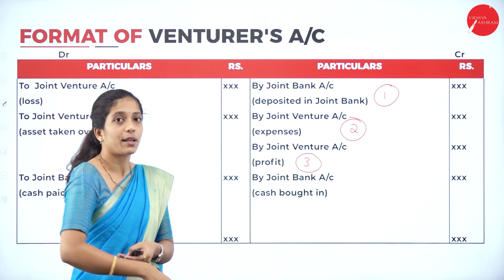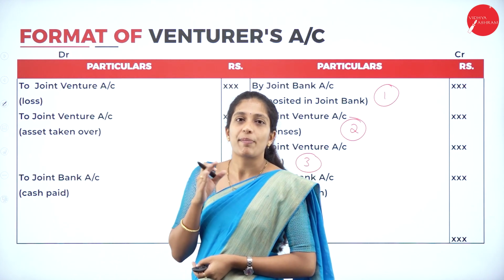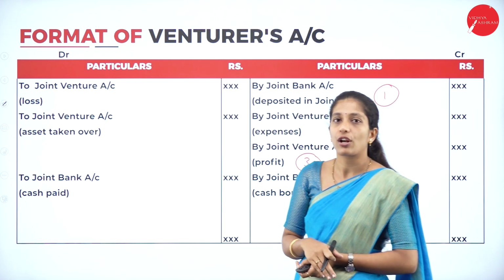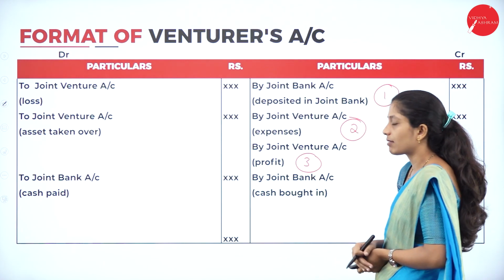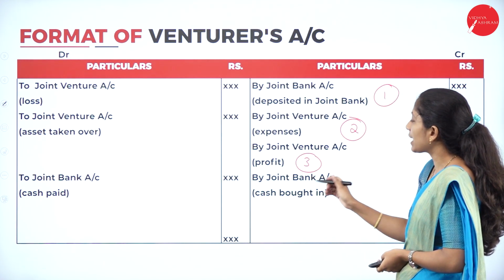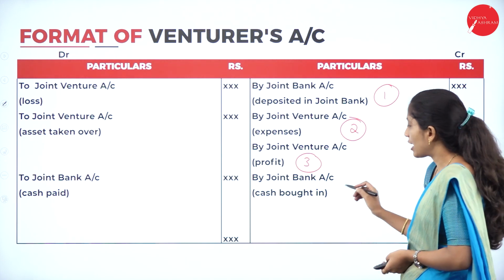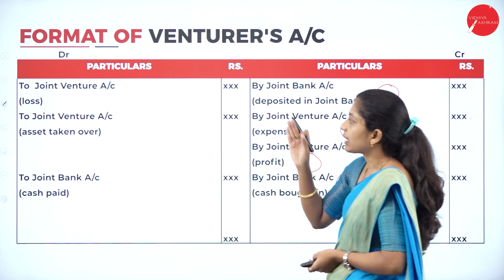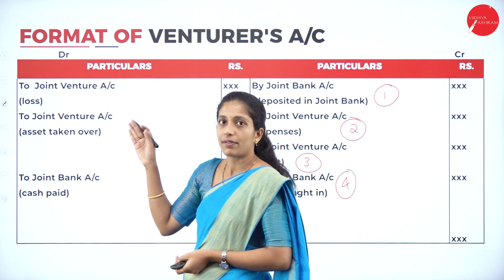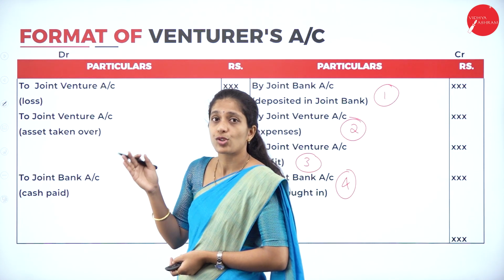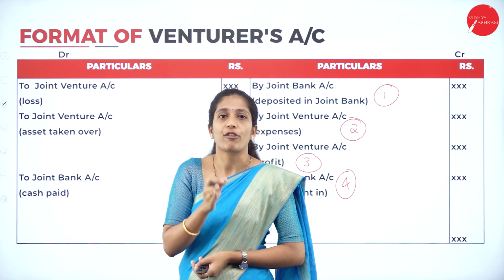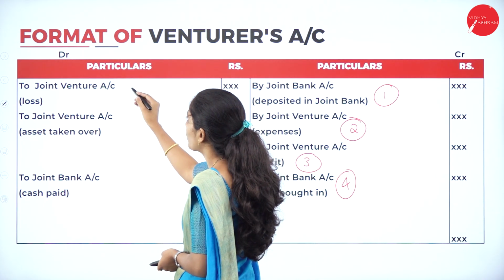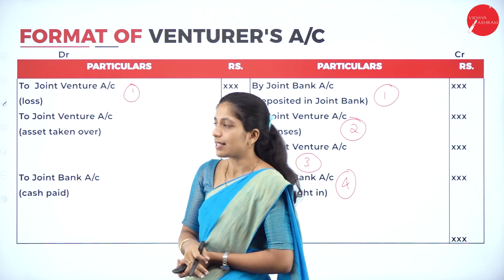That is, we have already prepared the joint venture account. So, the balancing figure will be either profit or loss. So, that profit has to be transferred. Next, if any cash is brought in, then it has to be recorded, that is on the credit side. Now, coming to the debit side, in joint venture, if they incur loss, so as I told, either it will be profit or loss. So, if it is loss, we have to record it on the debit side.